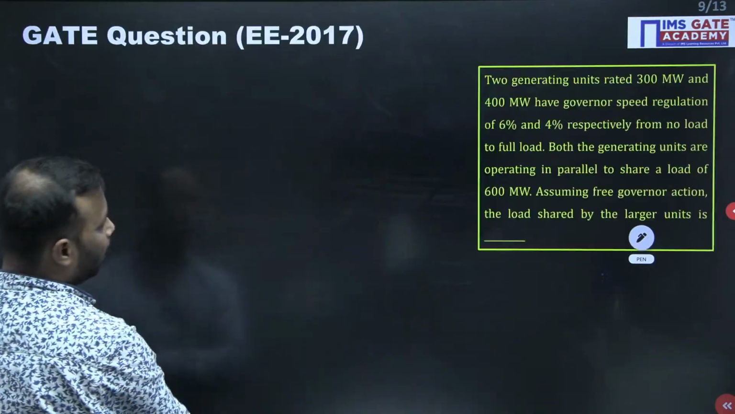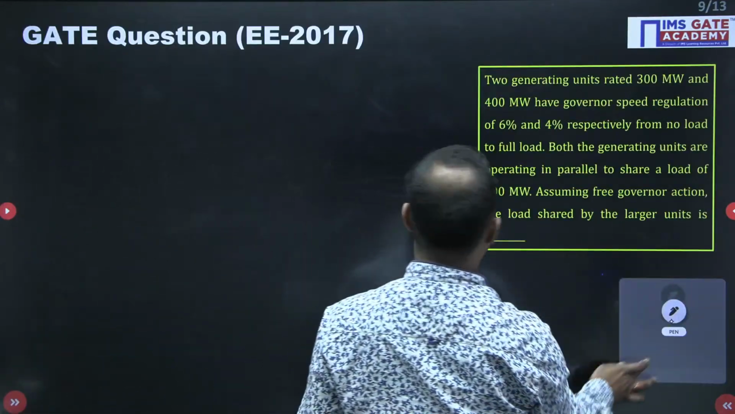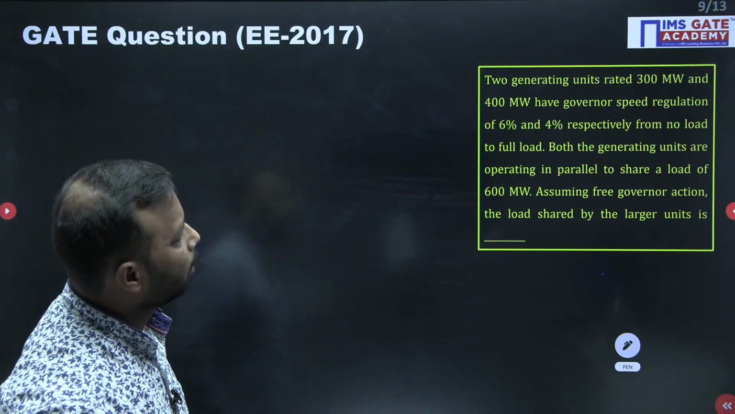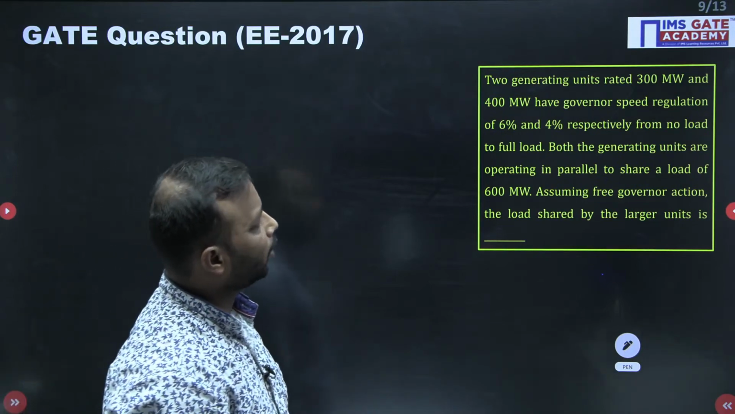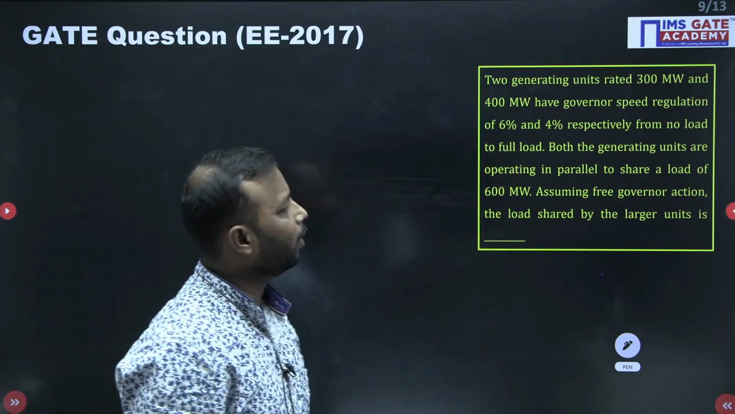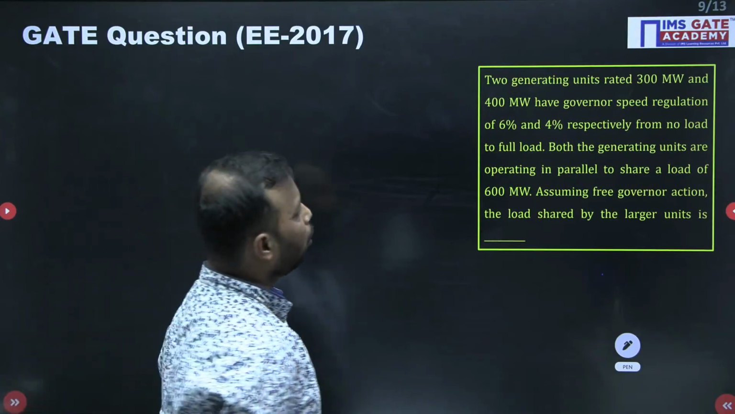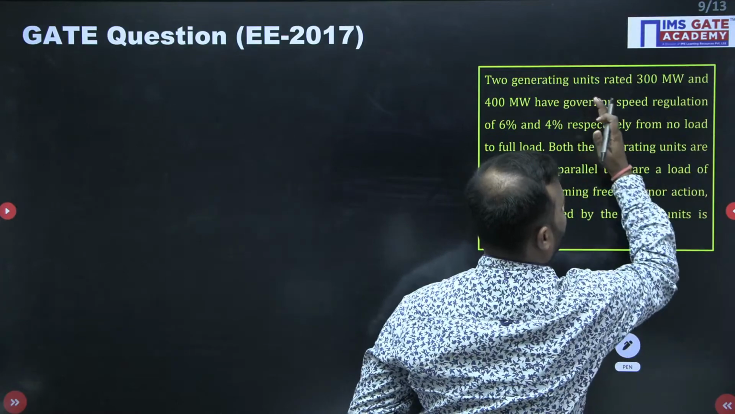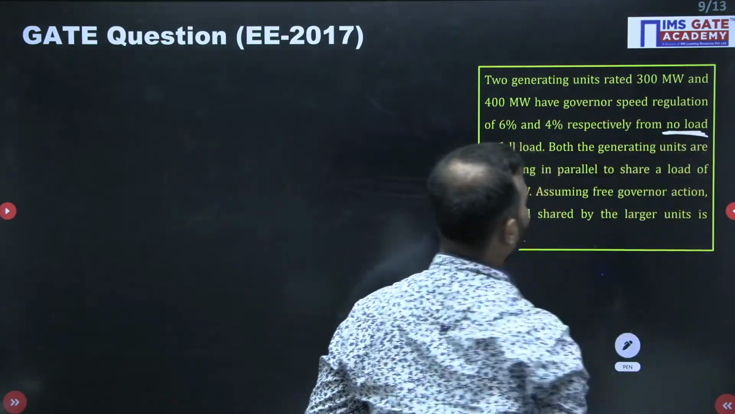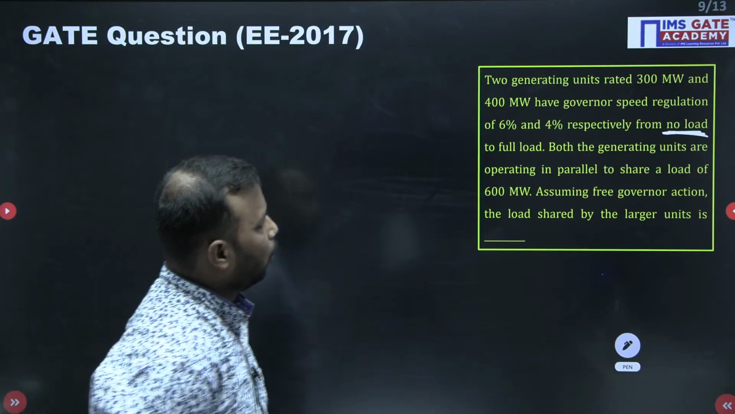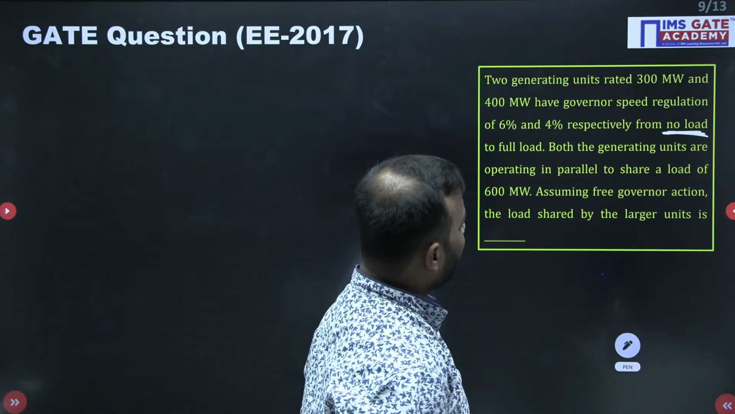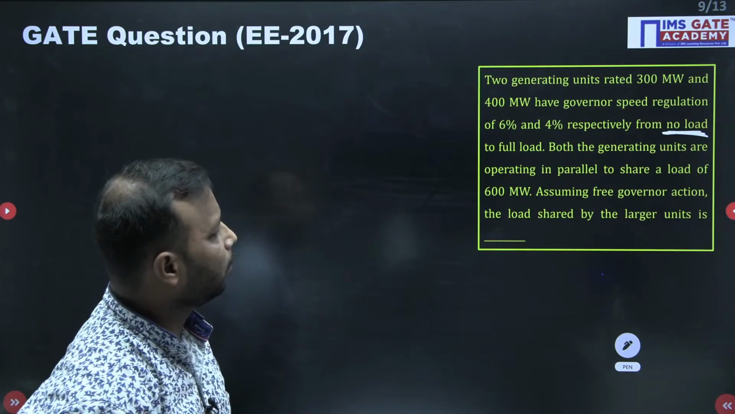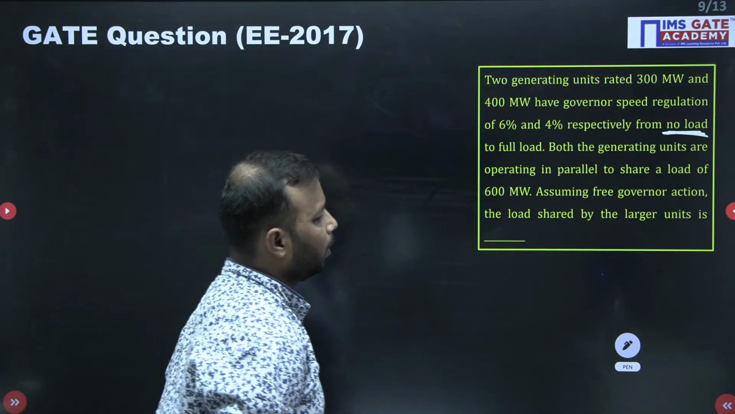Okay, let us come to the last question which was asked in GATE 2017 in EE. Two generator units of 300 megawatt and 400 megawatt have governor speed regulation of 6% and 4% respectively from no load to full load. So this no load is basically the reference. Both the generator units are operating in parallel to share the load of 600 megawatt. Assuming free governor action, the load shared by the larger unit.